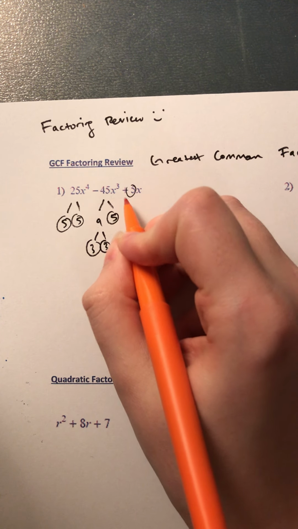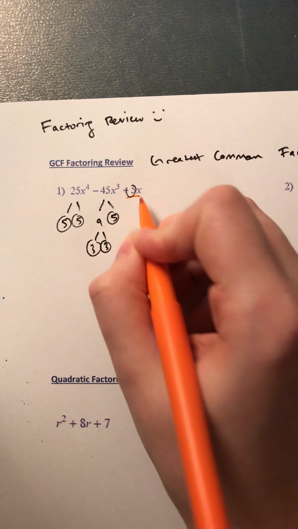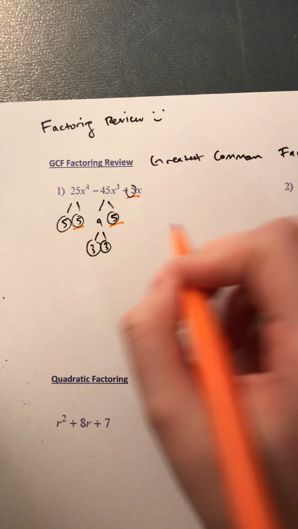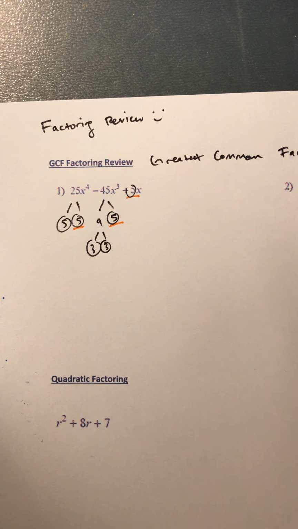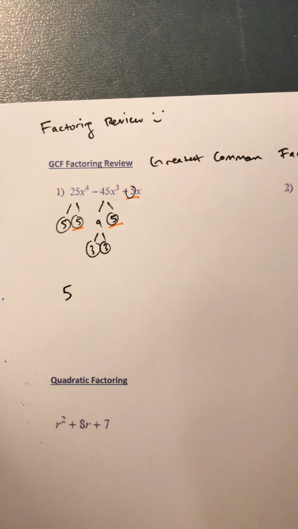And this is going to dictate that, right? Because this is already prime. So here's a 5, here's a 5, and here's a 5. So the only thing that we can take out, the biggest thing that we can take out, is that 5. So we're going to GCF the 5.